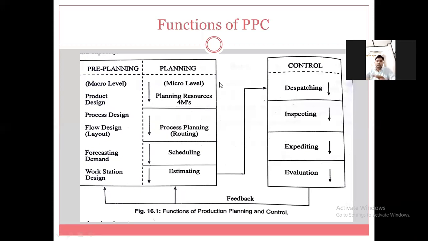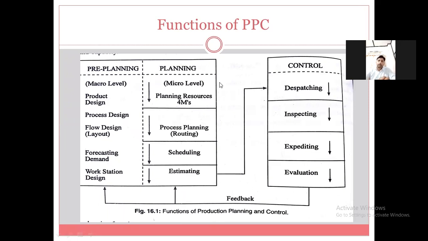Okay, so today we will go for the functions of a PPC, the various functions of production planning and controlling. Now, these functions are segregated into three parts. Actually, the planning is segregated into two different parts: the first part is pre-planning, the second part is actual planning, and the third part is controlling.